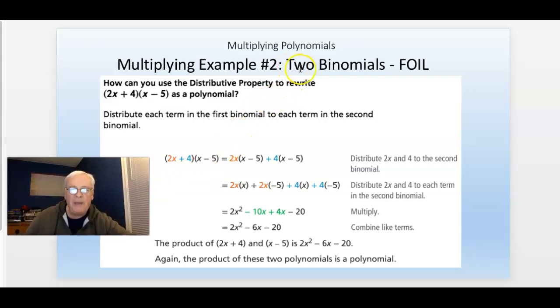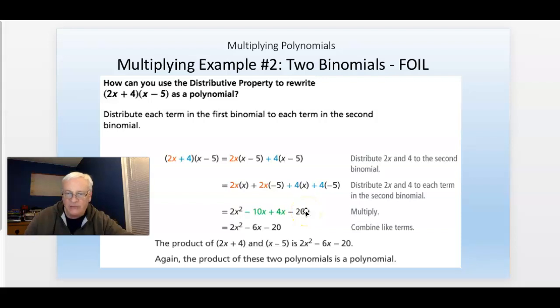Guys, this is 2 binomials. And sometimes we call this the FOIL method, where you multiply the first 2, and then you multiply the outside 2, then you multiply the inside 2, then you multiply the last 2. You notice when we take a binomial times a binomial, we end up with 4 terms. All right, because each term in each binomial has to be multiplied by each term in the other one. So as you see here, we end up with 4 terms.